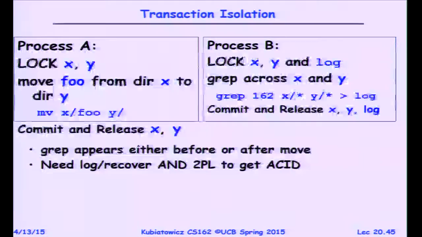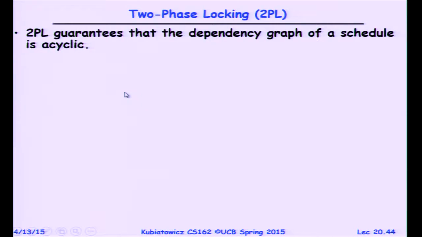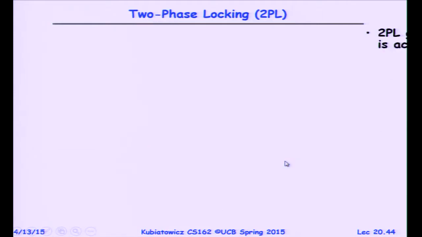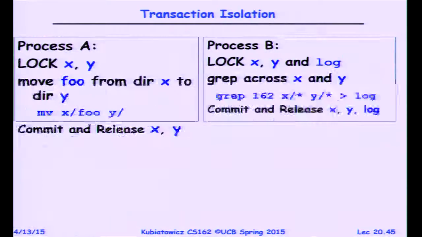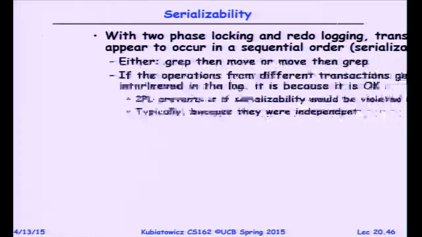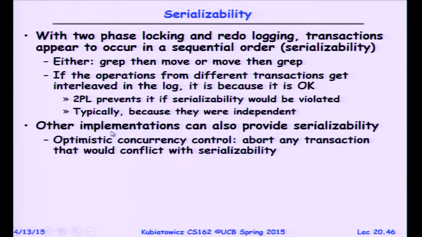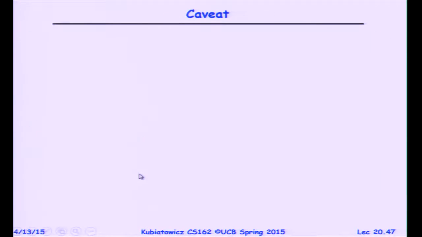And by the way, one of the things that I will point out with this is, in order to get ease of recovery, it's usually a good idea to actually release everything after you commit. Otherwise, you can get into a situation where you have to actually do undo logging in addition to redo logging. But we can say more about that. So you get serializability with two-phase locking.